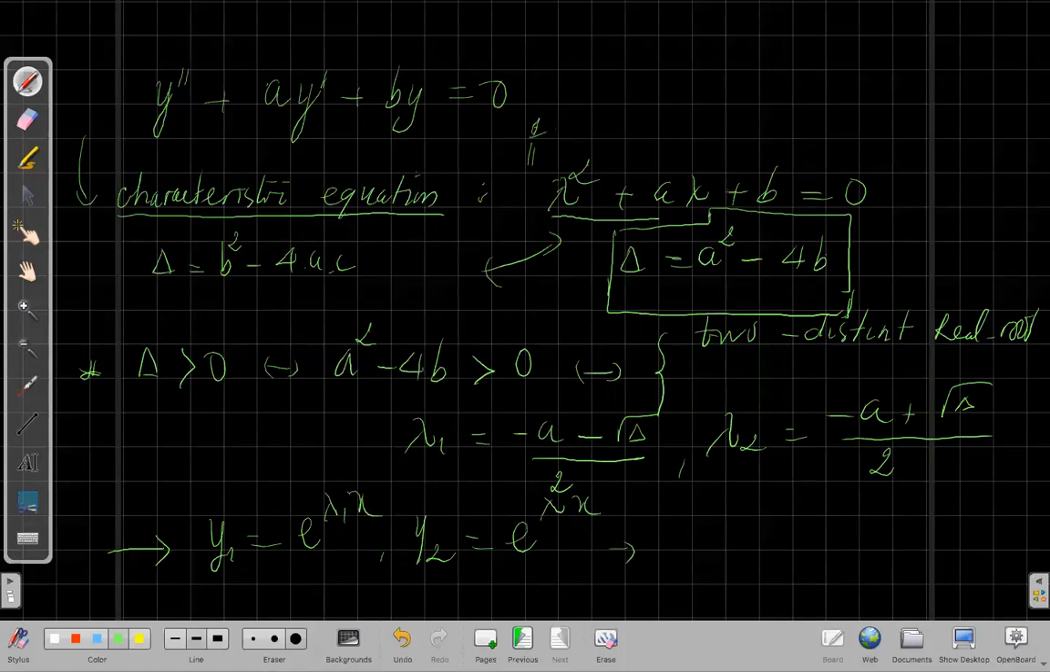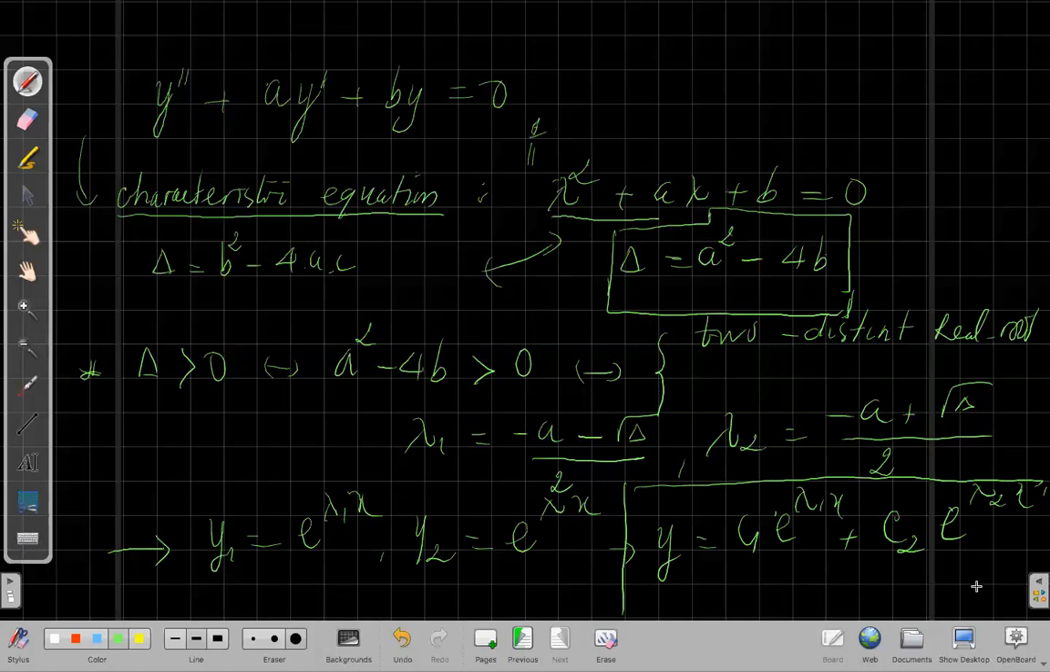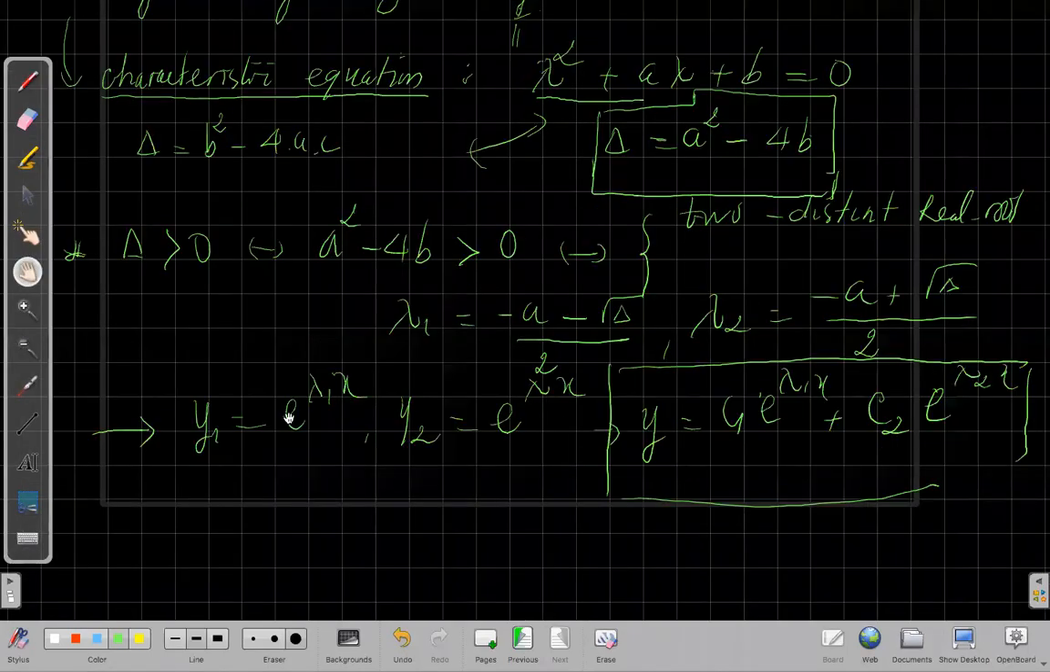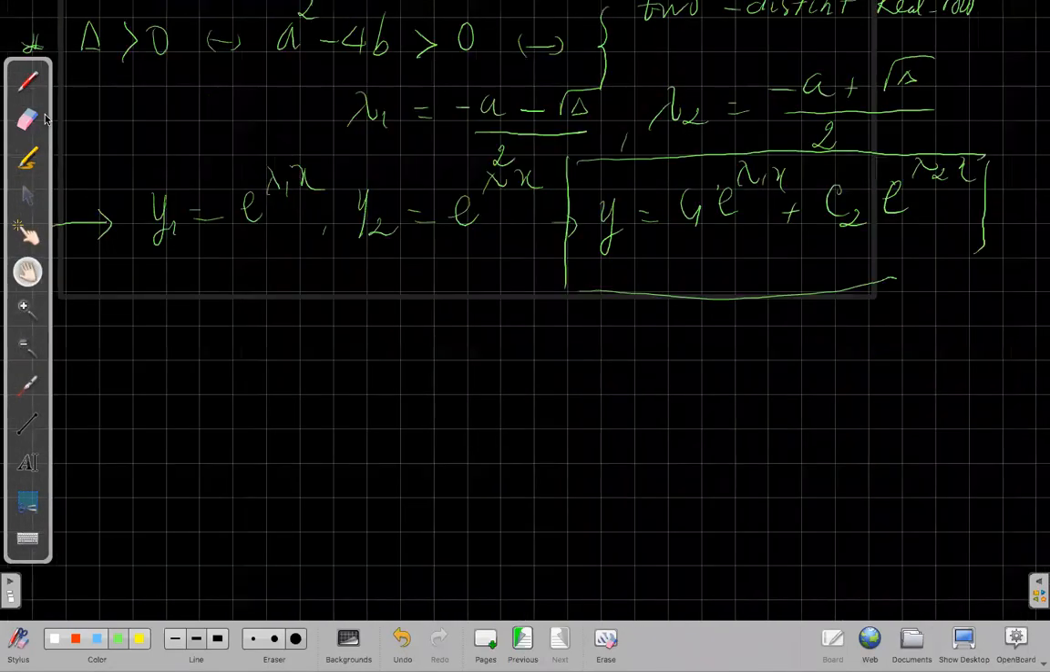And eventually we have y equal to c1 e to the lambda 1 x plus c2 e to the lambda 2 x as the solution. In the first case, it's clear, because in this case we have two distinct real roots. In the second case, before we go to the second case, we can look at an example.